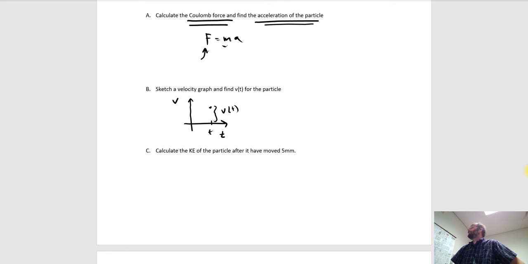Now, to find that function, there's a couple ways to do it, but this is a linear function. And the acceleration, remember, is equal to the slope of that line. That should allow you to find that function, no problem at all.